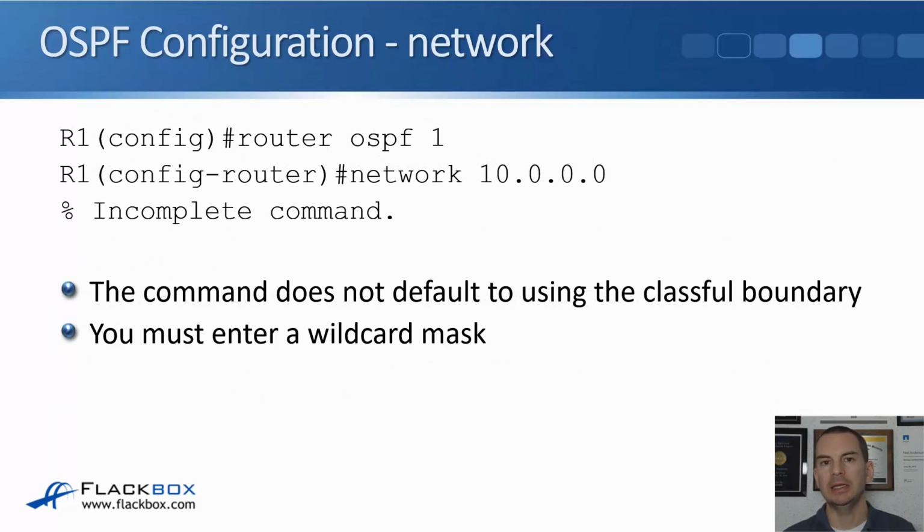Next thing, in EIGRP, if you specify the network statement and you don't include a wildcard mask, it defaults to using the classful wildcard mask. For example, 0.255.255.255 for a class A. In OSPF, it does not default to doing that. You have to enter the wildcard mask in OSPF. If you try entering a network statement without a wildcard mask, it's going to give you an error message.